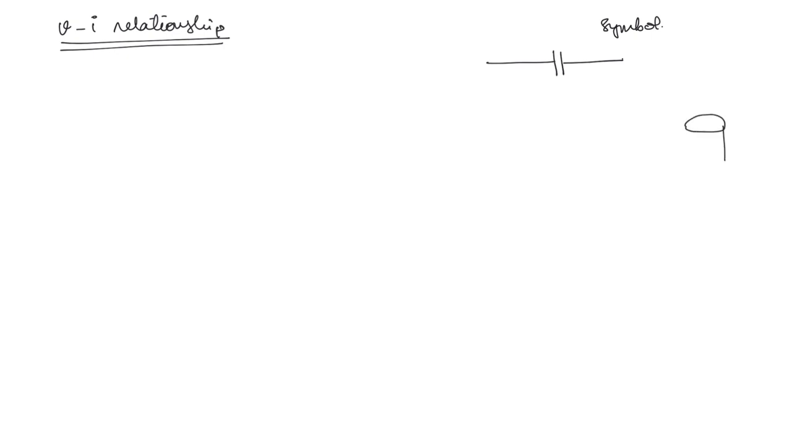Next we will see what is the VI relationship of the capacitor. We have seen a relationship between Q and V. Now we want the relationship between I and V. The capacitor is going to be represented like this. This is the basic symbol of a capacitor. Like I said, there will be various types of capacitors. Currently we are discussing the parallel plate capacitor. You have cylindrical and spherical capacitors as well. In cylindrical capacitors you are going to have concentric cylinders.